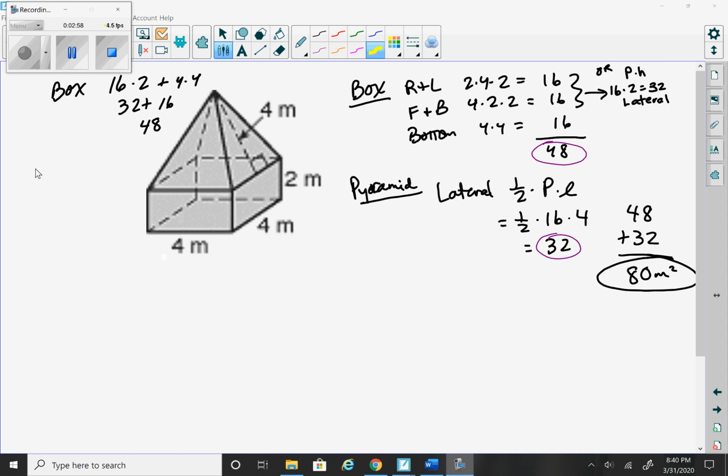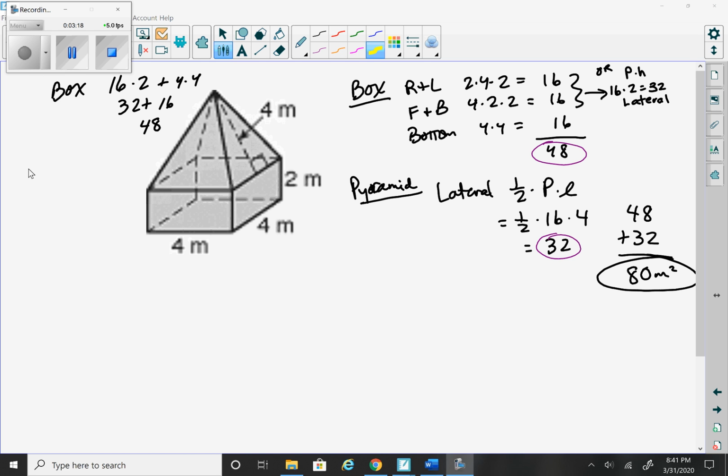So for this composite figure, your box has a surface area of 48 meters squared, and then the pyramid has a surface area of 32 meters squared. When I add those two together, I should get 80 meters squared. As far as our composite figures go, this one is relatively easy.